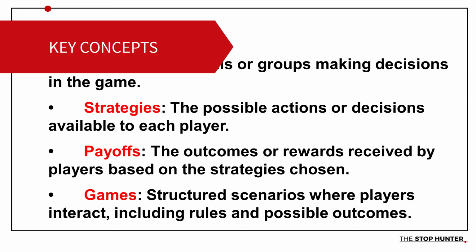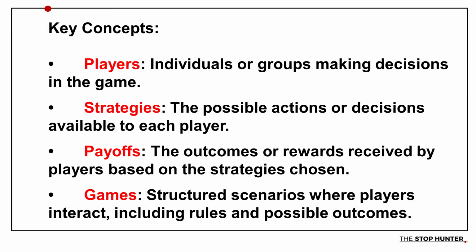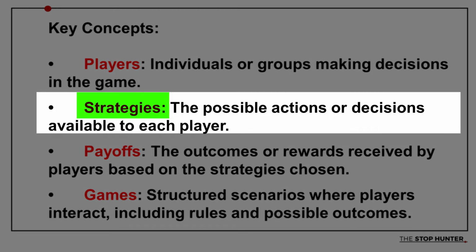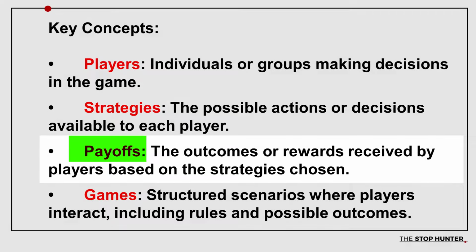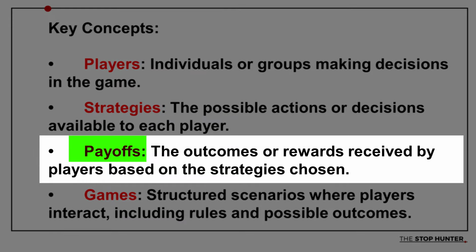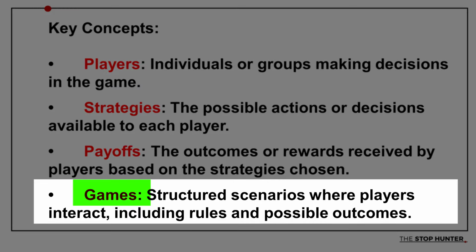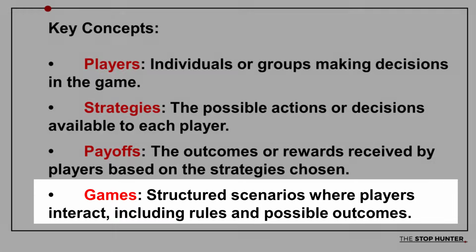So there are 4 key concepts that we need to know about, as you can see in front of you here. First off is understanding the players of our analysis, the individuals or groups making the decisions in the game. Then the strategies, the possible actions or decisions available to each player. Then the outcomes or payoffs, or the risk rewards received by the players based on the strategies chosen. And then finally the games, the structured scenarios where players interact, including rules and possible outcomes.